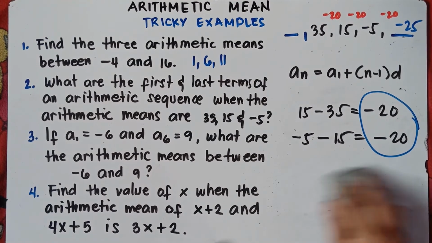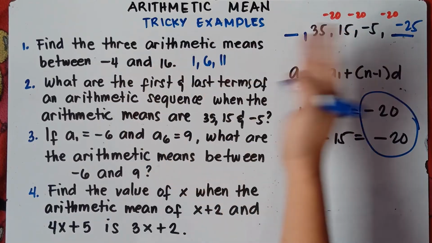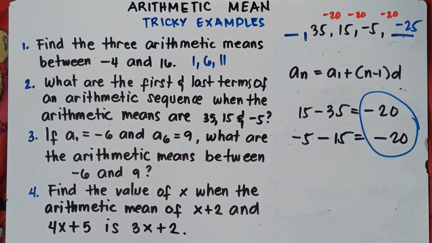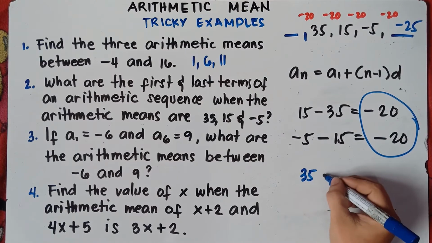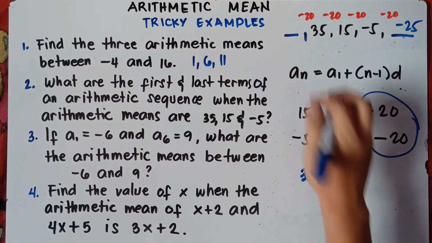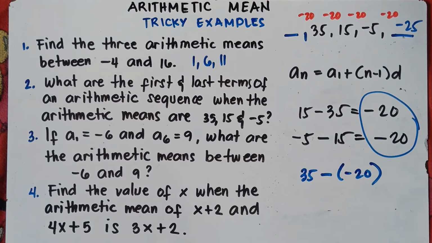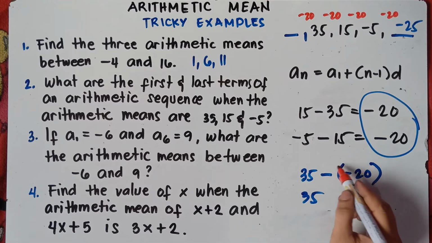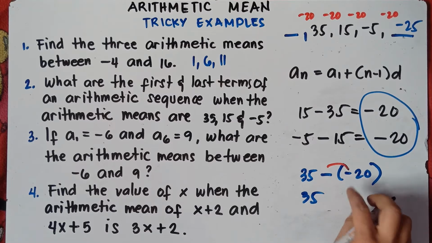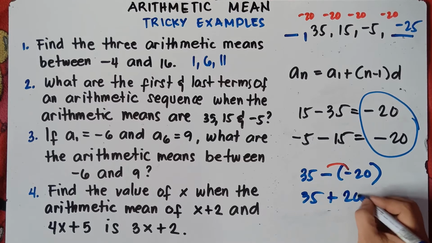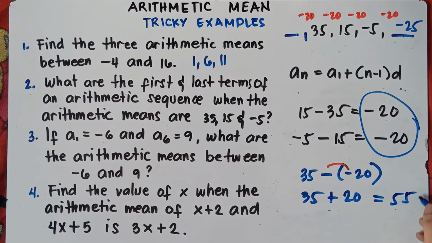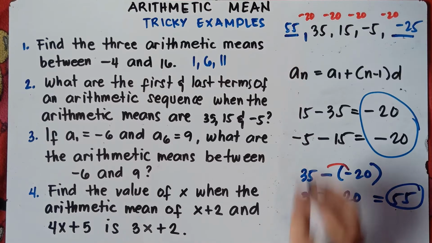For our first term, since we're going to the left, we need to get the number before 35, so we subtract the common difference. So this will be 35 minus negative 20. If you have two negatives close to each other, you need to multiply them. Negative times negative becomes positive. 35 plus 20, that would be 55. Alright, so this number is 55.